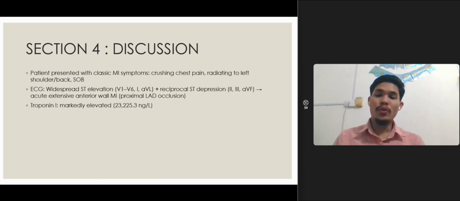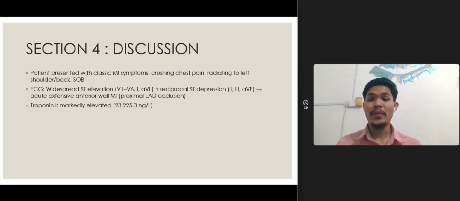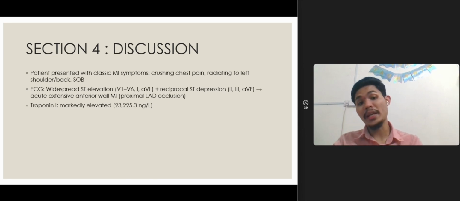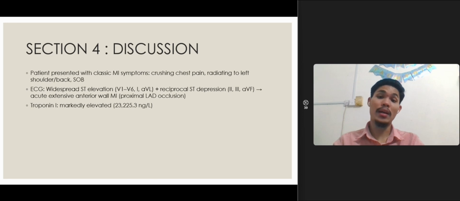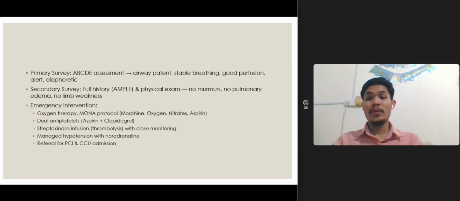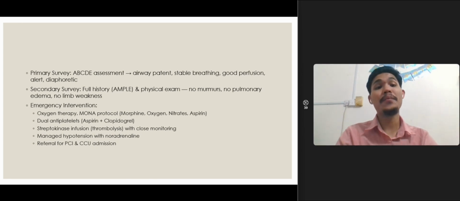So we know the patient will present with a classic MI: crushing chest pain radiating to the shoulder and back, and shortness of breath. We can see on the ECG an ST elevation. We know that there are reciprocal ST depression changes in leads II, III, and aVF. We know that troponin I increased to 53.255 nanogram. We want to focus on the primary survey, secondary survey, and emergency intervention.